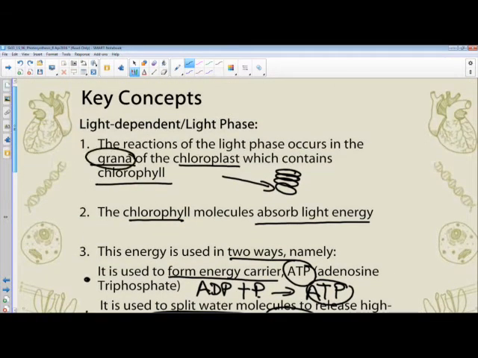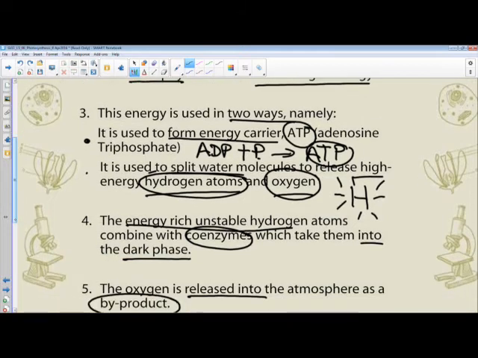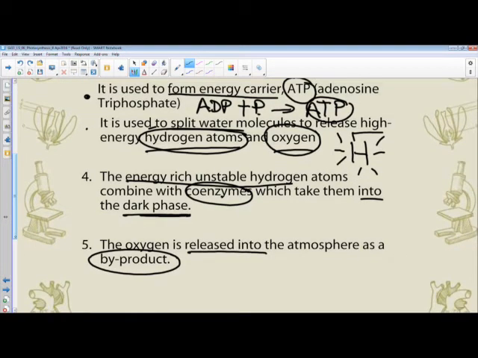It produces ATP and hydrogen atoms. And those hydrogen atoms are then carried by coenzymes to the dark phase. And in that process, it also produces oxygen as a waste product.